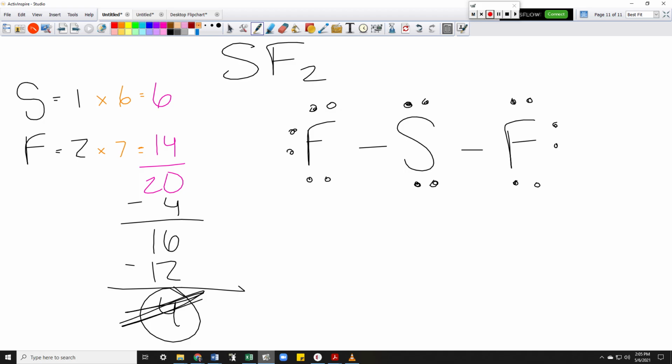You just told me this shape is what shape? That's not bent, so we got to bend it. How do we bend it? We got to take the F's and do what with them? Push them down. So this is the shape you need to have drawn for this molecule.